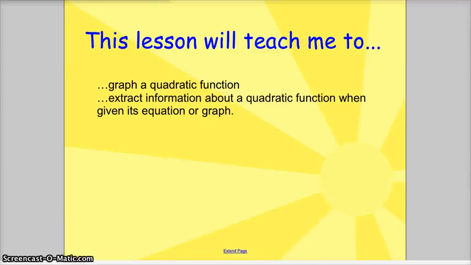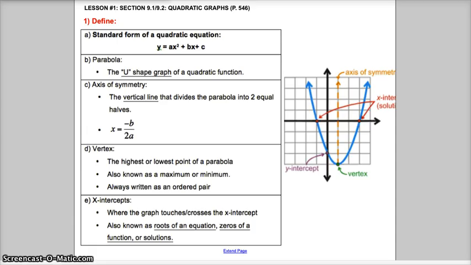This lesson will teach me to graph a quadratic function, extract information about a quadratic function when given its equation or graph. The majority, or the beginning, of this lesson is a refresher from the first half of the quadratic unit.